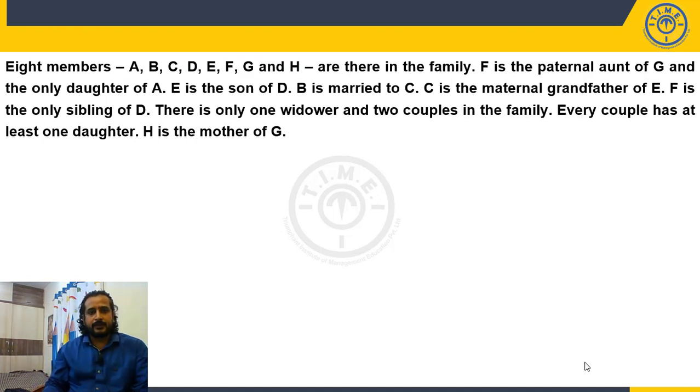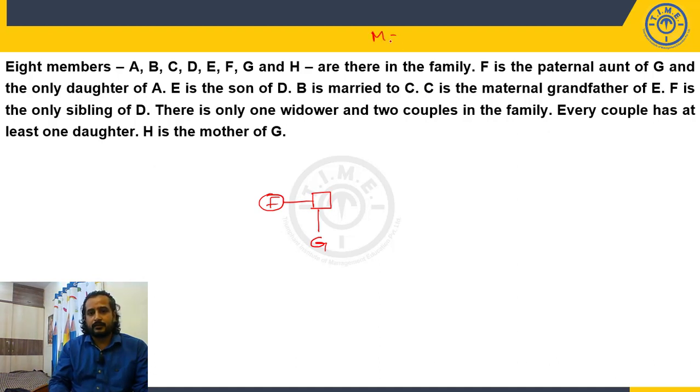8 members A, B, C, D, E, F, G and H are there in the family. F is the paternal aunt of G. What do you mean by paternal aunt? Father's sister. So G's father's sister is F.